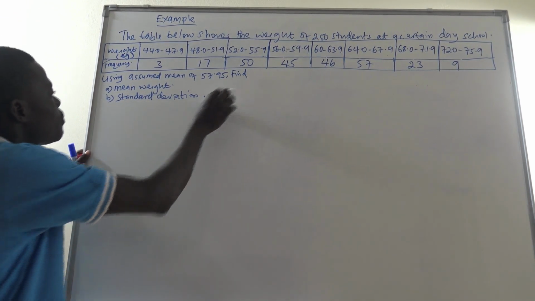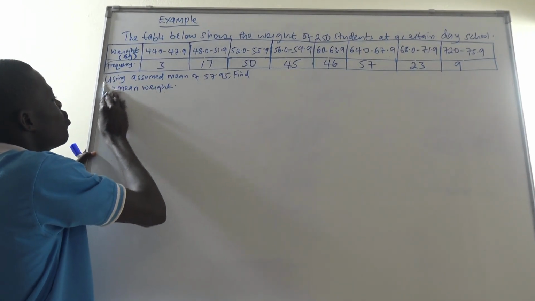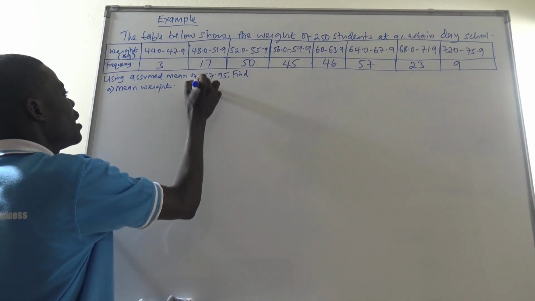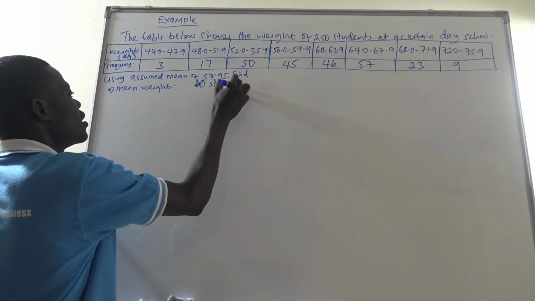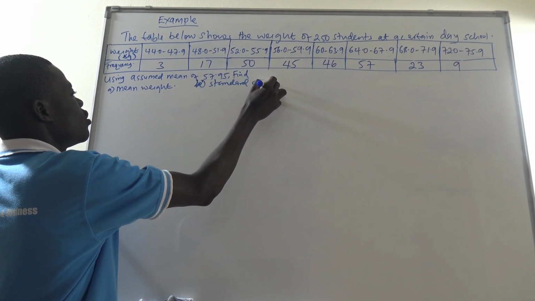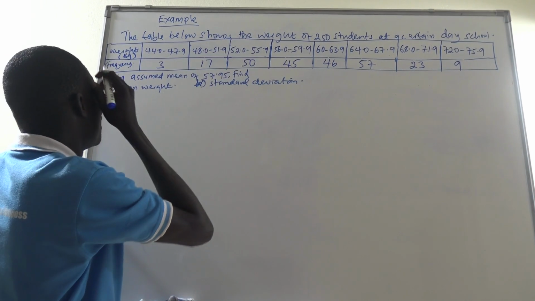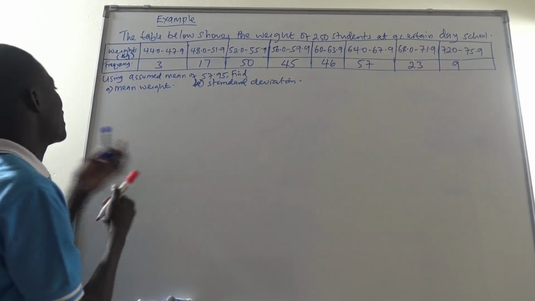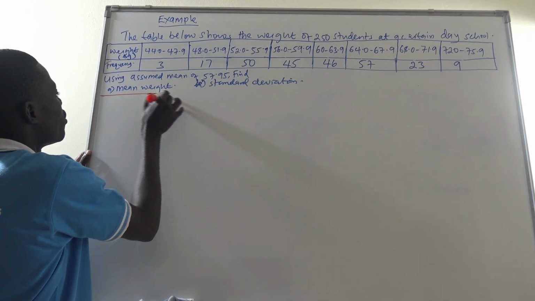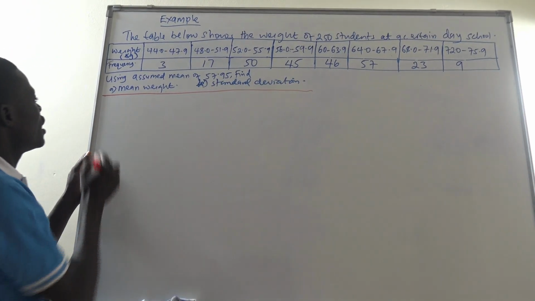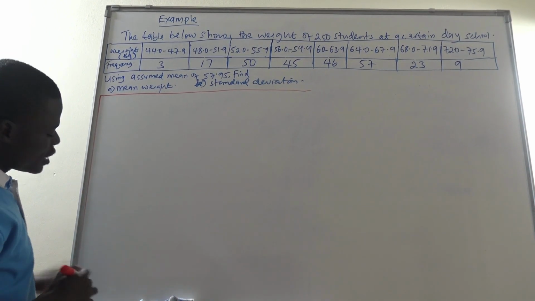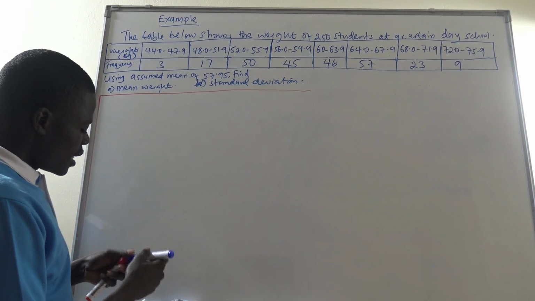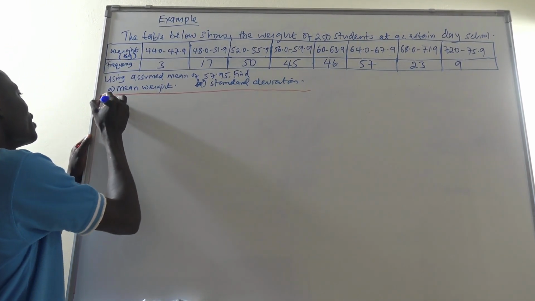So for this case, I'm going to put part A aside. Part B is standard deviation. What we need to do is form a cumulative frequency table. The first column is always the class, or the weight. For this case, the class is the weight. We can call it weight.